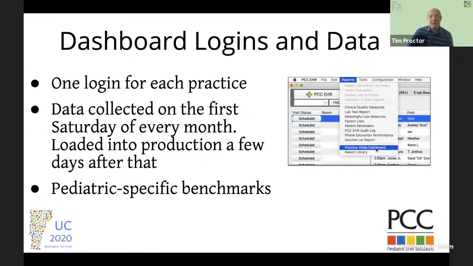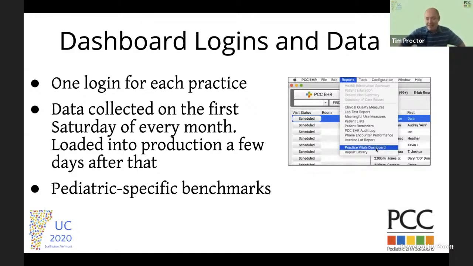All right, so dashboard logins and data. There is one login for each practice. This is accessible from within your reports window in the EHR and the Practice Vitals Dashboard. You can get to it from there. You can also get to it from the web at dashboard.pcc.com. You can log in there if you know your login and password. If you log in from the EHR, you do not need to enter your login and password. It'll just get you logged in.